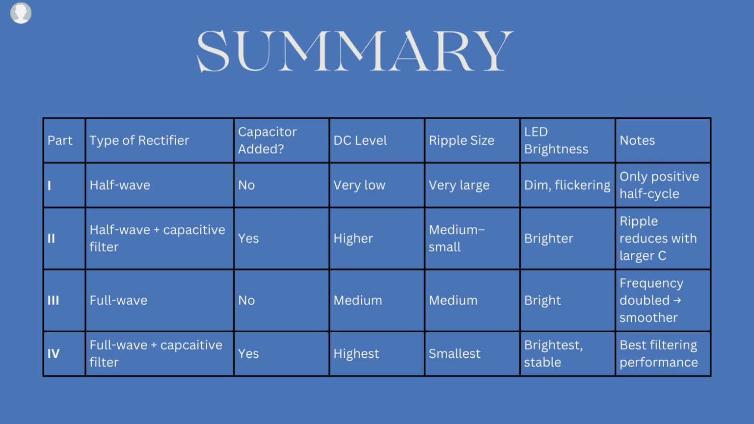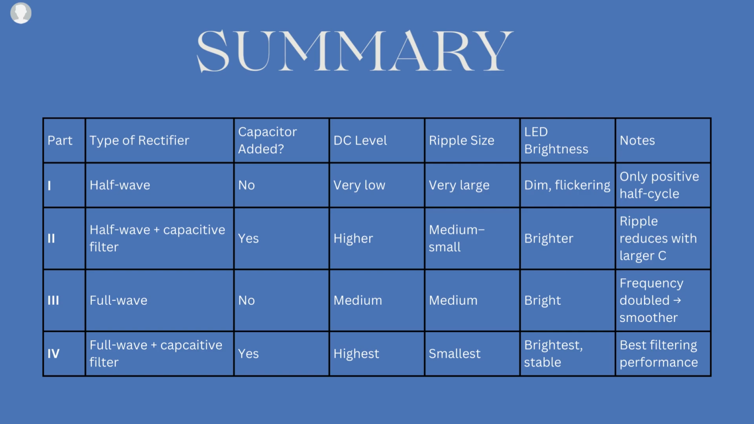Now, I will summarize this experiment. For part 1 and part 3, they have no capacitor added, while part 2 and part 4 have capacitive filter added. For DC level, part 4 has the highest, followed by part 2, part 3, and part 1, which is half-wave rectifier, has the lowest DC level. For ripple size, part 1 has the largest ripple size, followed by part 2, part 3, and part 4, which is full-wave rectifier with capacitive filter, has the smallest ripple size.